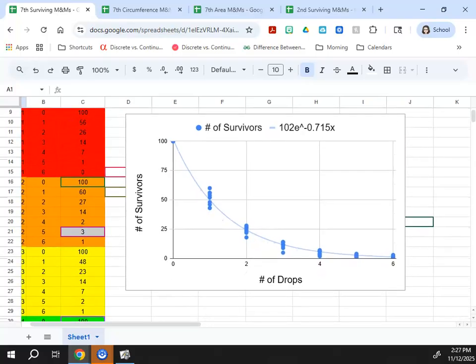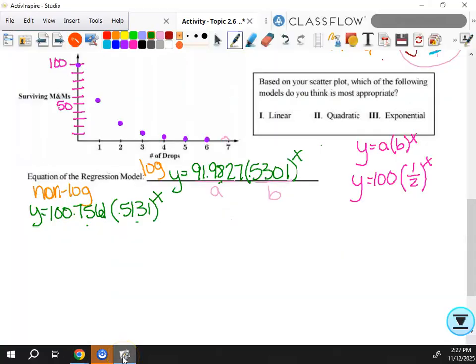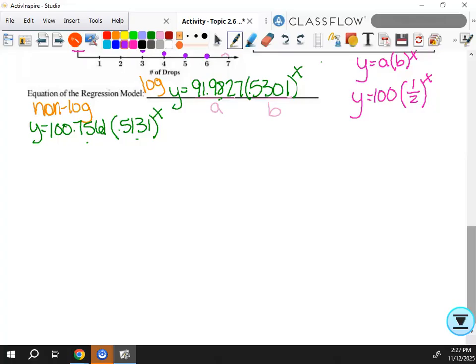Okay, so now we have this. We have 102 times e to the negative 0.716. I need to write that down. I want us all to write down that equation, which I'll write back up here. It was y equals 102 times e to the negative 0.716 x power. Okay, so that's what we got as a class from our little experiment.